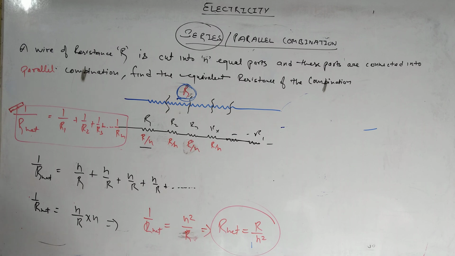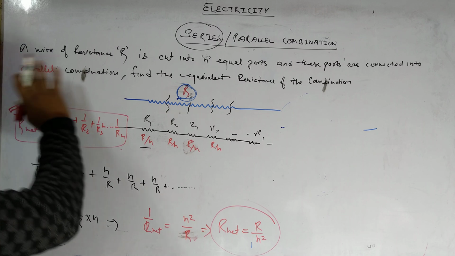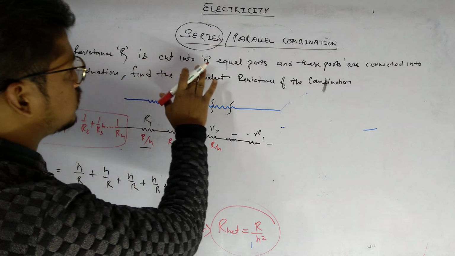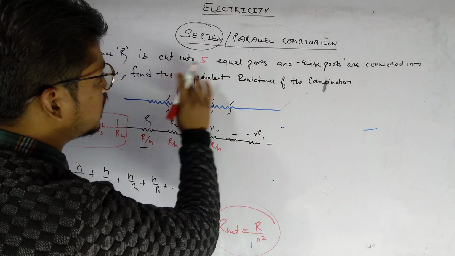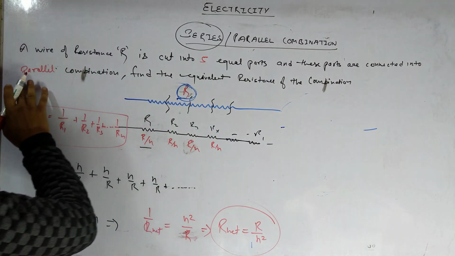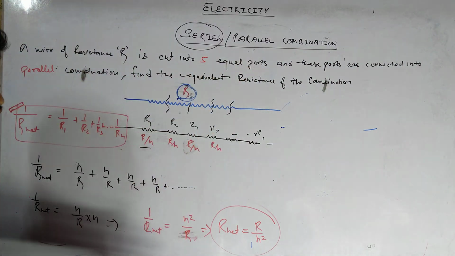So dear students, now I am going to ask you one question. If a wire of resistance R is cut into 5 equal parts, and these parts are connected in a parallel combination, find the equivalent resistance. So how can we calculate?